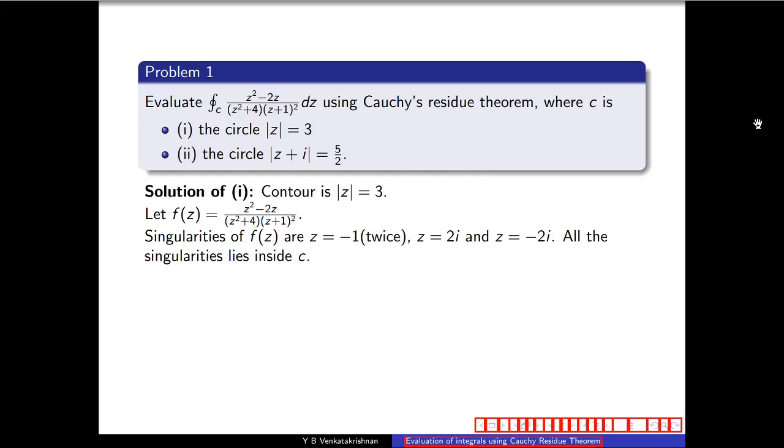Now when I take the third singularity, z is equal to minus 2i, and when I calculate the absolute value of z, so modulus of minus 2i will be 2, which is also less than 3. Since the modulus of the roots of the denominator of f of z is less than 3, we can conclude that all the singularities lie inside C. So what we have to do is calculate the residue at these three singularities.